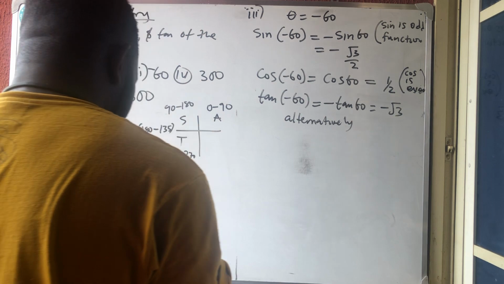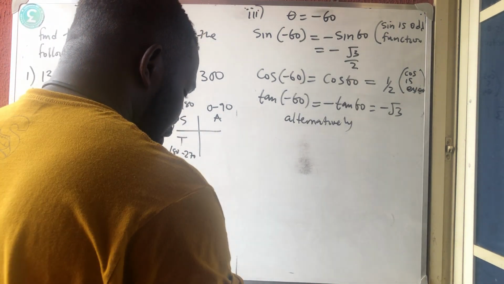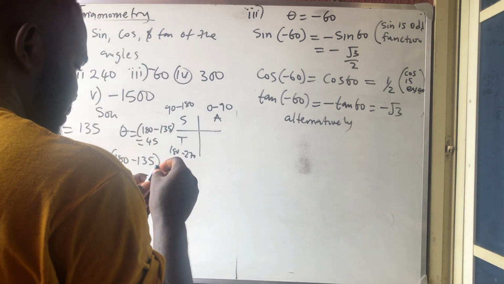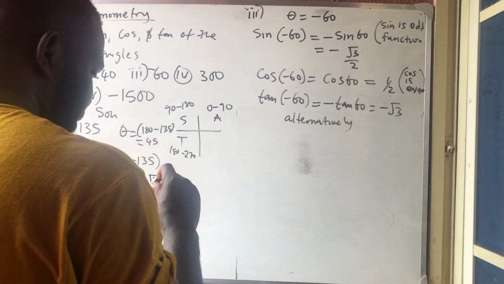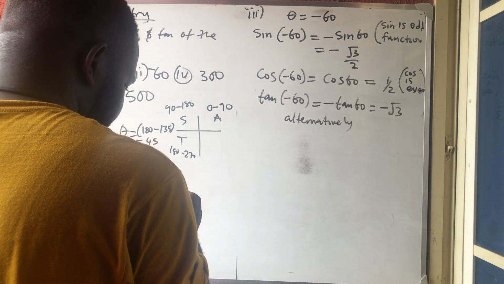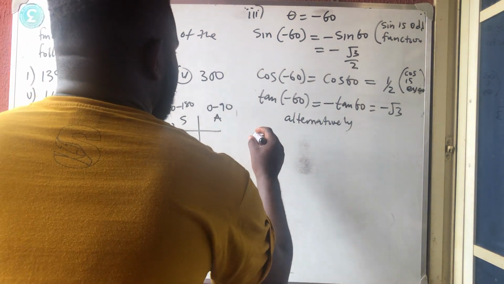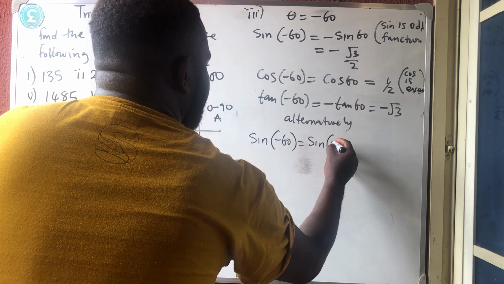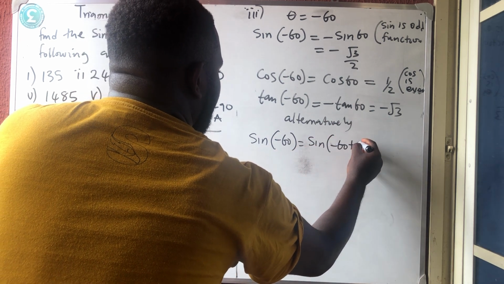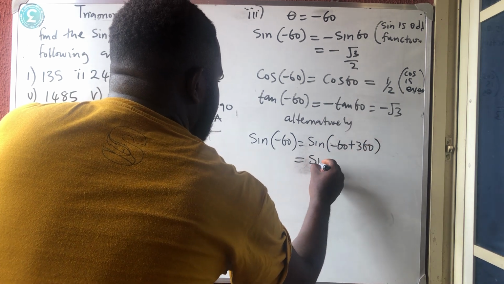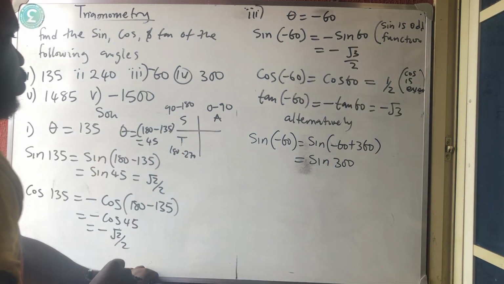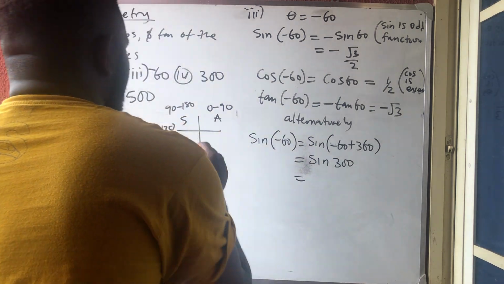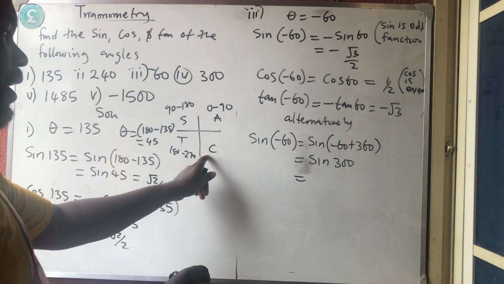Okay, but if you don't want to solve it this way, alternatively, if you have a negative angle, just keep adding 360 until it naturally falls into a quadrant you want. So sine of minus 60 becomes sine of minus 60 plus 360, which is sine 300. You see, 300 is in the fourth quadrant. And the sine 300 will give you what? Only cos is positive there. Are you seeing it? So it will be what?